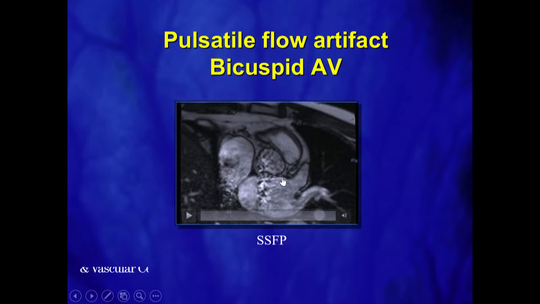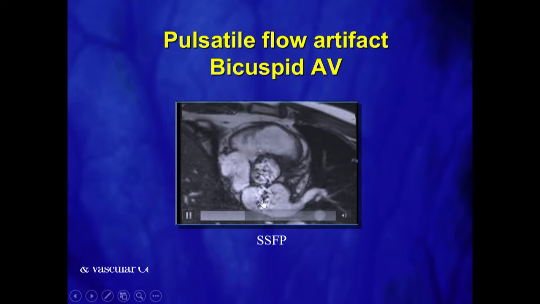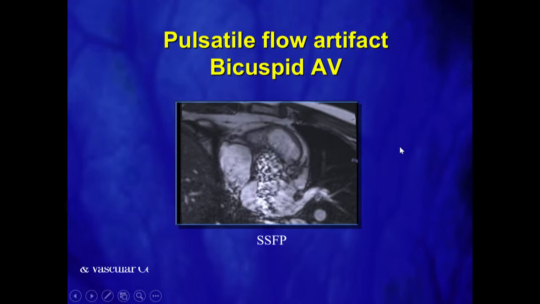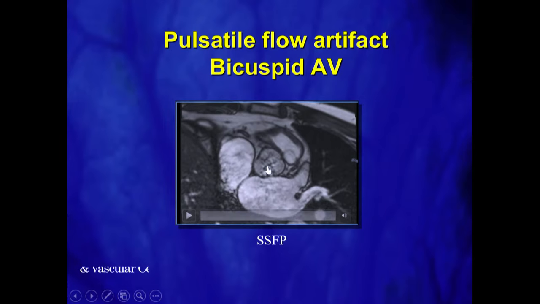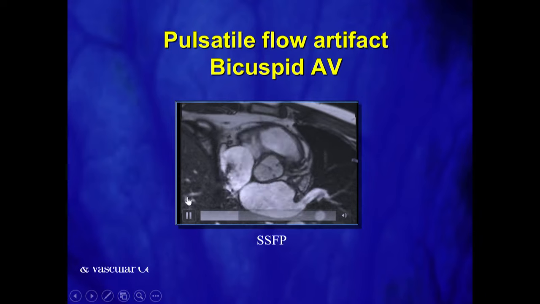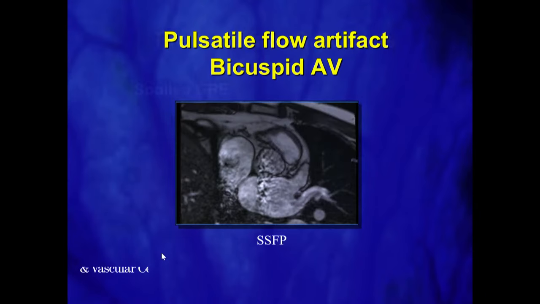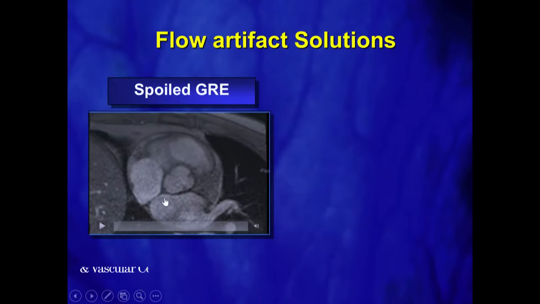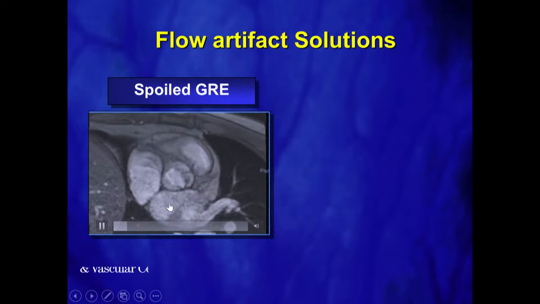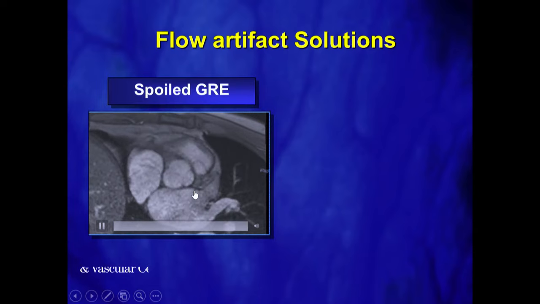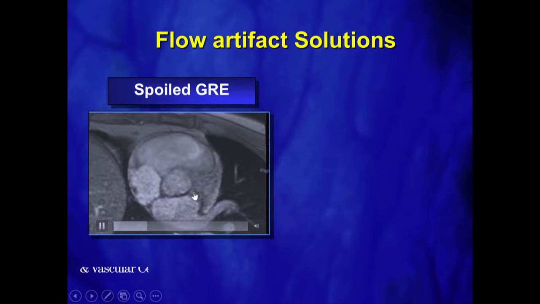Now, this is a patient with a bicuspid aortic valve, and what you see here on this steady-state free precession sequence on cine is that there is basically flow artifact. This is actually not uncommonly seen, and one solution to try to decrease this is using a different image acquisition sequence. In this case, we've used a spoiled gradient recalled echo, so you can see now less artifact happening because of the flow.